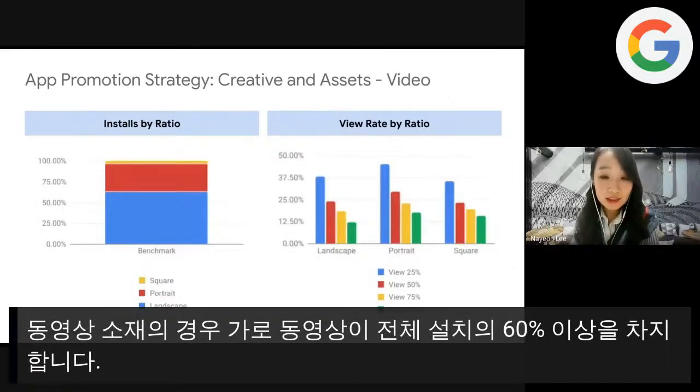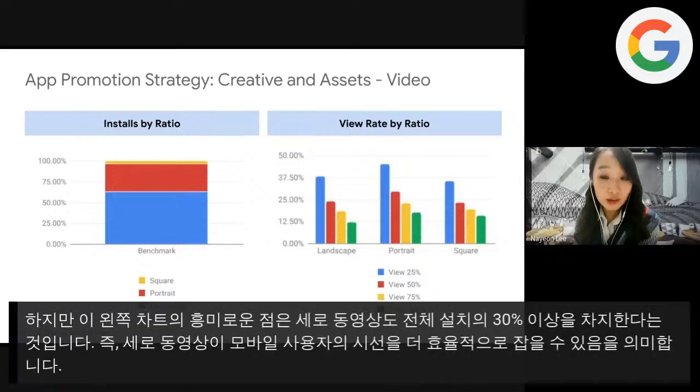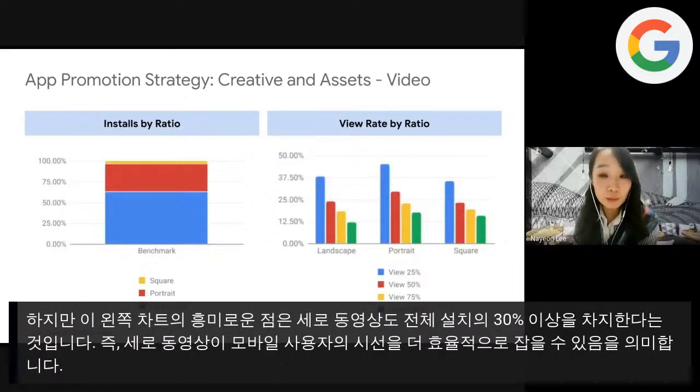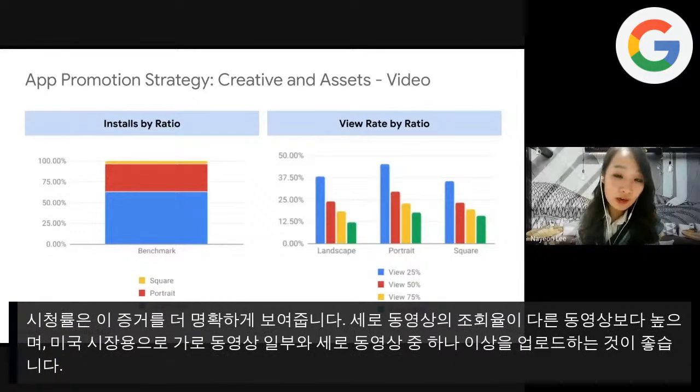For video assets, the landscape video drives more than 60% of the total installs. But the interesting thing about this chart on the left is that portrait video has more than 30% of the total install, which means the portrait can catch eyeballs of the mobile users more efficiently. The view rate shows this evidence more clearly. The view rate of portrait video is higher than the others, and it is recommended to upload some of landscape videos and at least one of the portrait videos for the United States market.